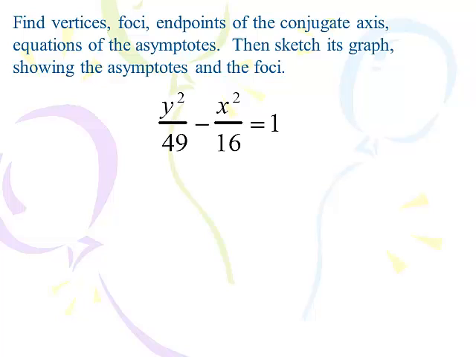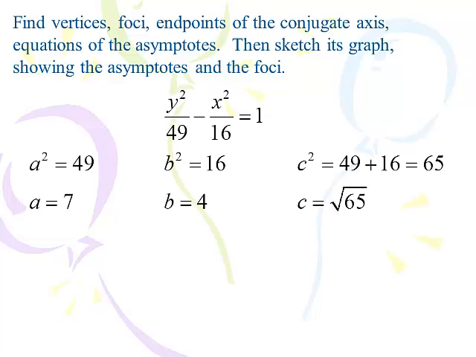So here we've got y squared over 49 minus x squared over 16 equals 1. It's the basic formula for a hyperbola because we've got a minus sign. The y comes first, so my vertices are going to be up and down. We're going to have an upper branch and a lower branch. So my a squared is 49 and my b squared is 16. Not because 49 is bigger, it's because it's underneath the positive term, the y squared. c squared is the sum of 49 and 16, which is 65. So a is 7, b is 4, and c is the square root of 65.